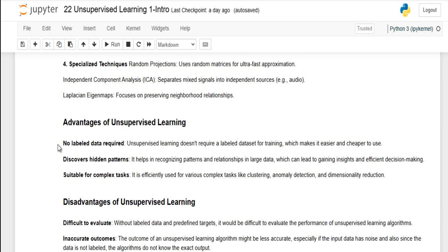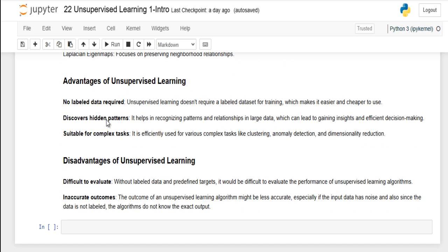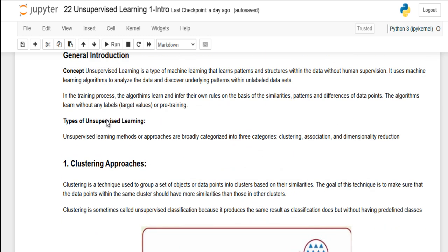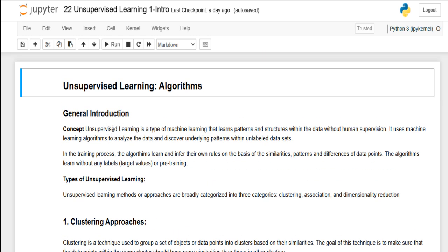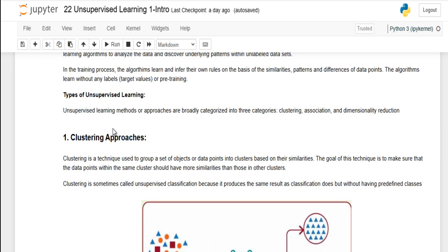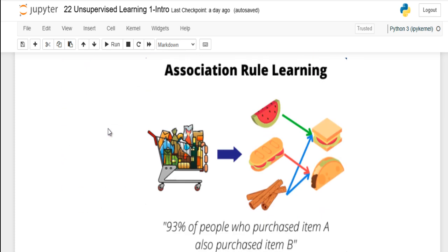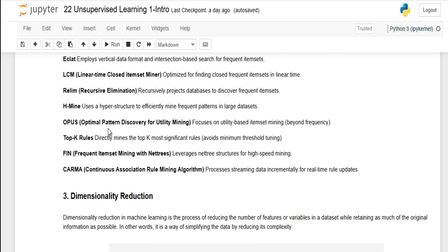So this is what you have briefly under unsupervised learning. This is just a general overview of unsupervised learning. Later we are going to be looking at some of the algorithms one by one, a few of them, not all of them, under each category, and we proceed further.